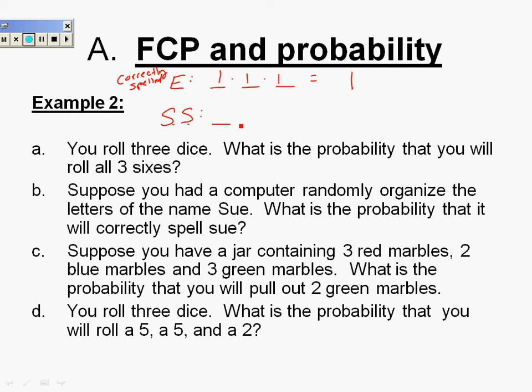Now, for the sample space, we're still dealing with 3 letters. How many possible letters can there be in the front here? 3, and then 2 left for the second space, and then 1 for the third. Now, we're not going to divide the order out because we're looking at how many ways we can arrange the letters S-U-E. If you divide the order out, you're not going to have anything left. So we want them to be arranged. So that's a total of how many ways to arrange them? And therefore, the probability that you're going to correctly spell it is 1 out of 6.